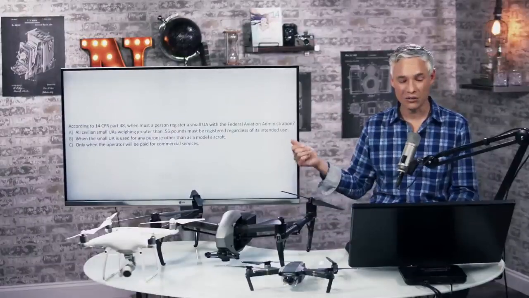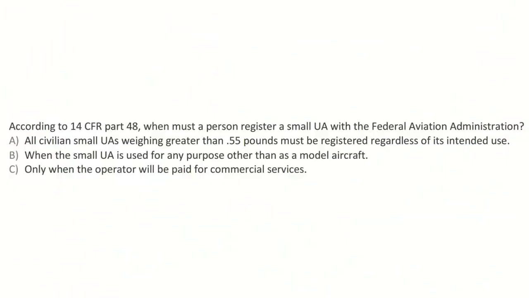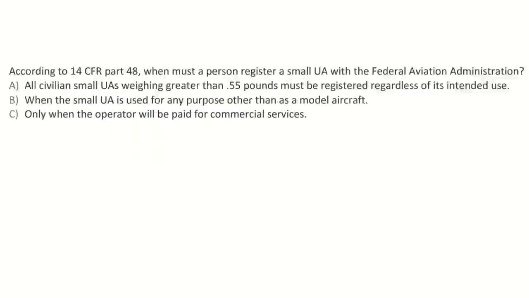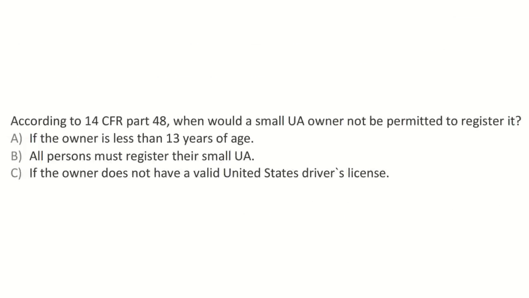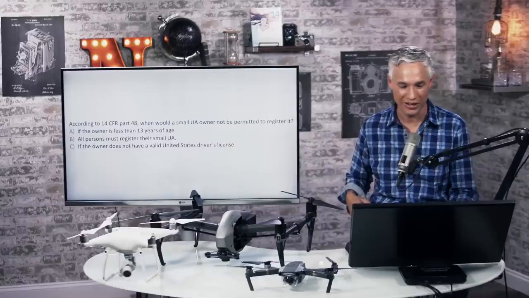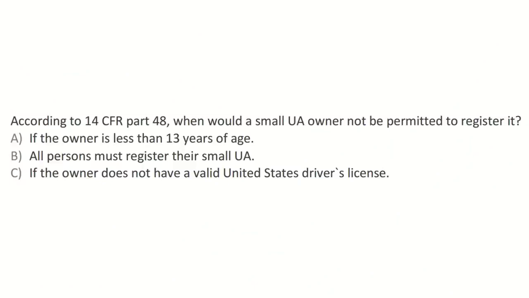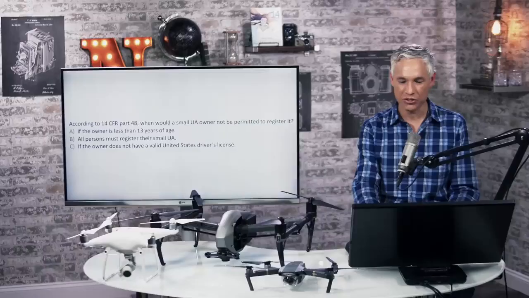Another related practice test question: when must a person register a small UA with the FAA? Again, when it weighs greater than 0.55 pounds. That's an easy one. Yet another sample test question on the same topic. You'll see a lot of questions hitting the same point over and over again. When would a small UA owner not be permitted to register it? When they're less than 13. Again, 12-year-olds can't register it.